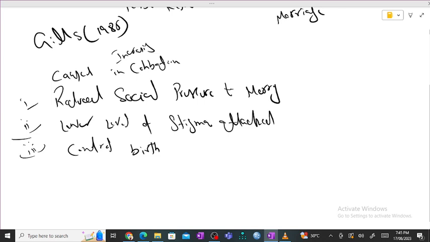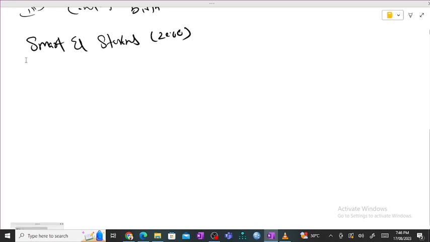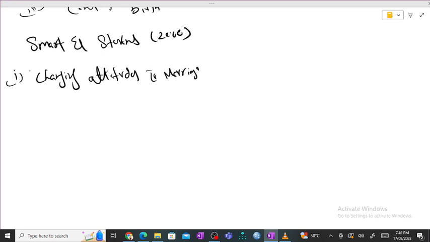There are some more solid reasons given by Smart and Stevens, who give us four main reasons for the upward trend in cohabitation. Number one, we have changing attitudes to marriage. These range from no interest in the institution of marriage itself to uncertainty about whether a partner is suitable for marriage or not.